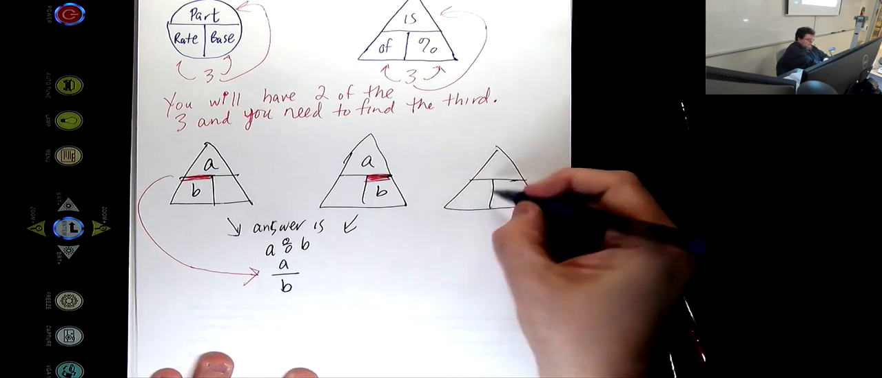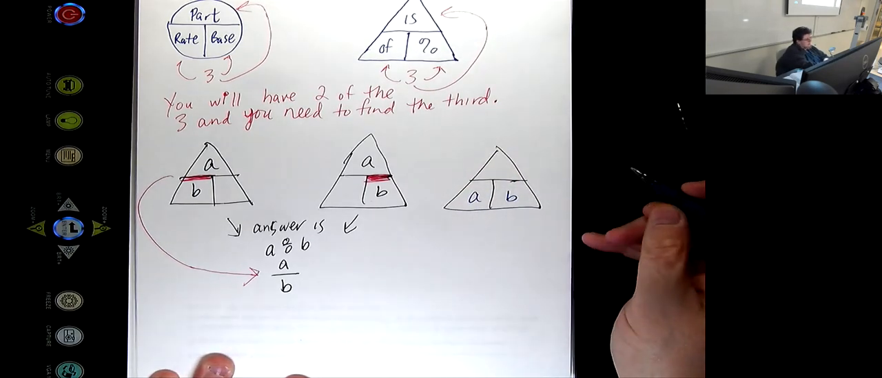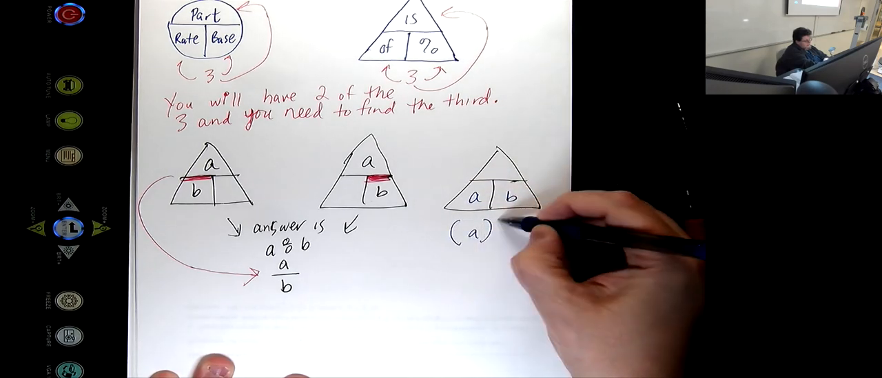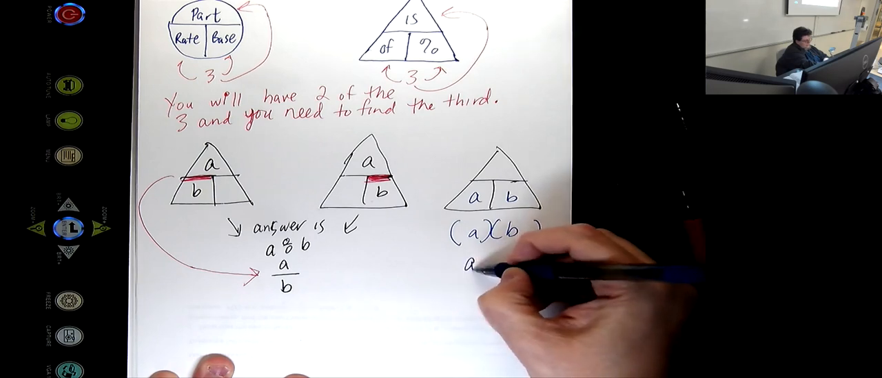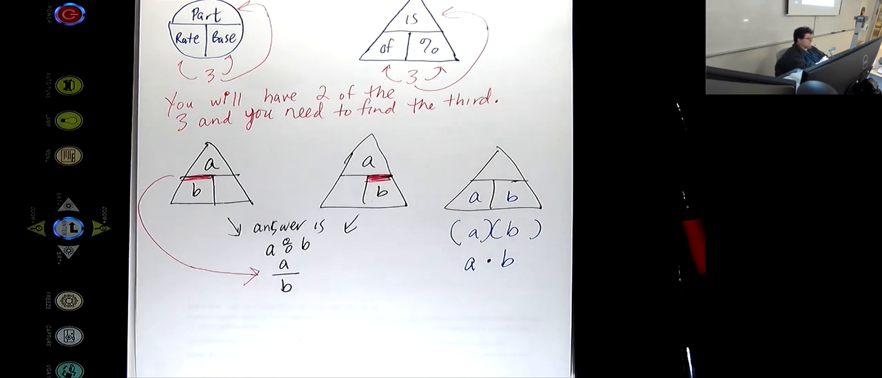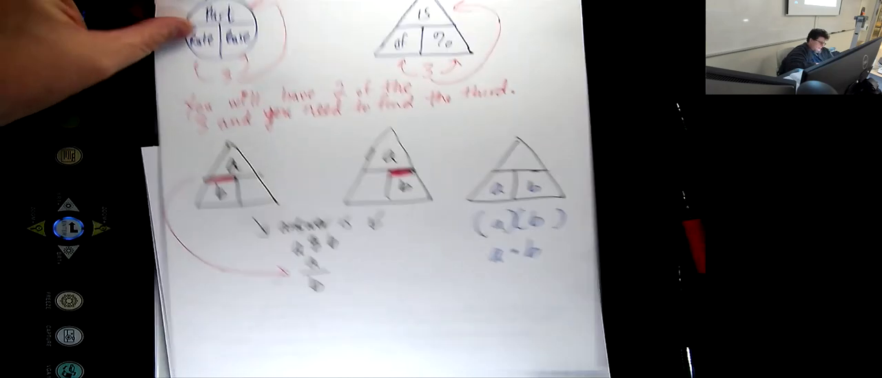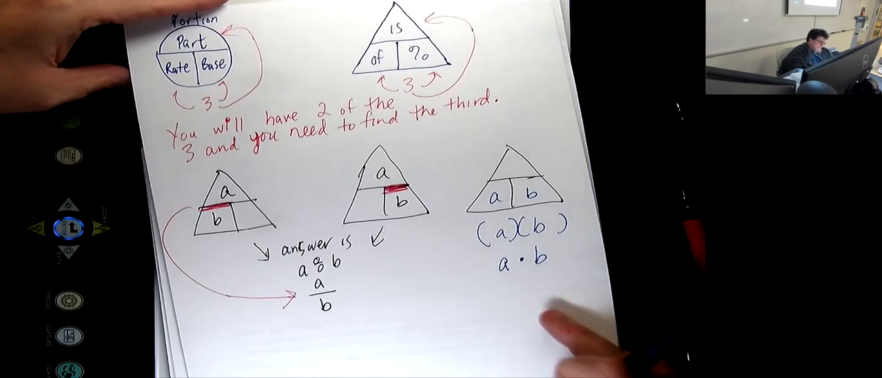If I have the bottom two, these kind of act like percentages. And that becomes A times B. Let's do some examples with this.